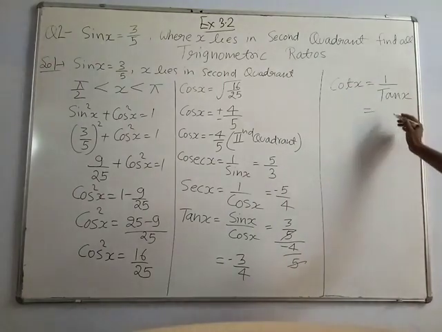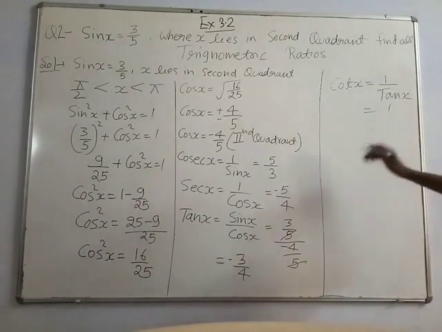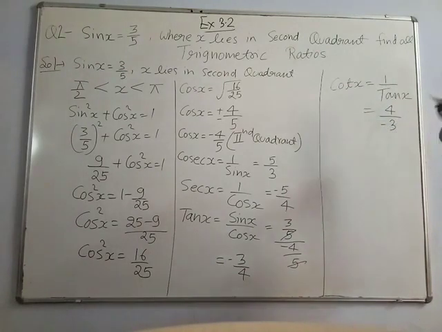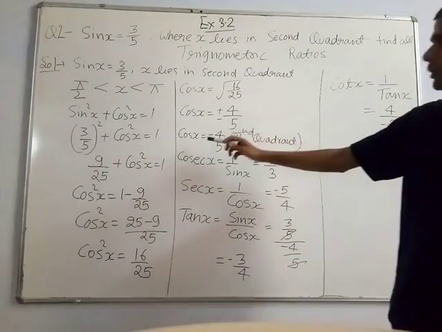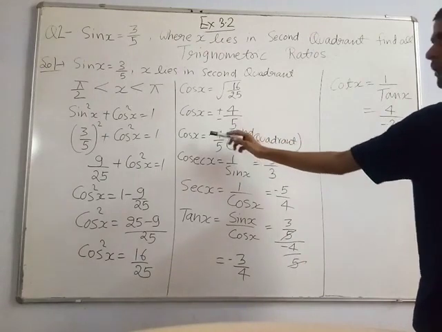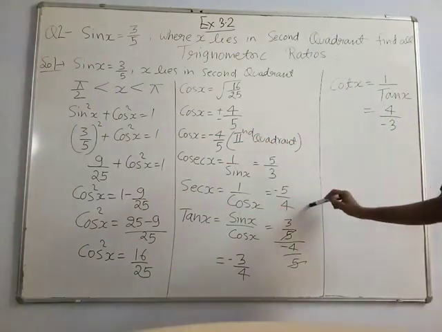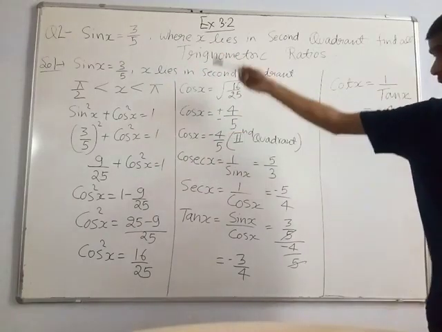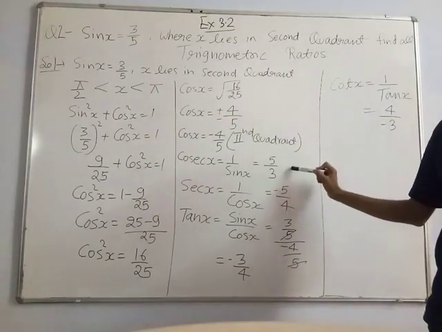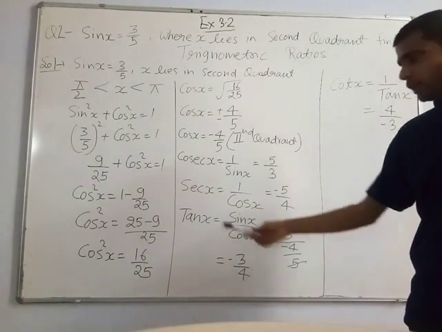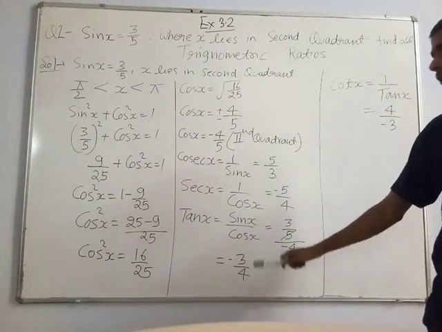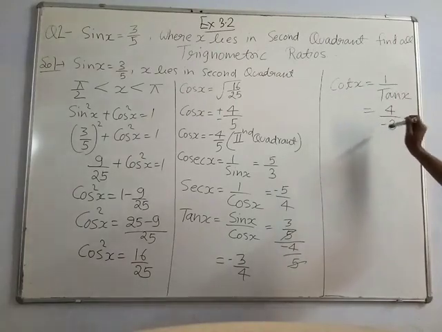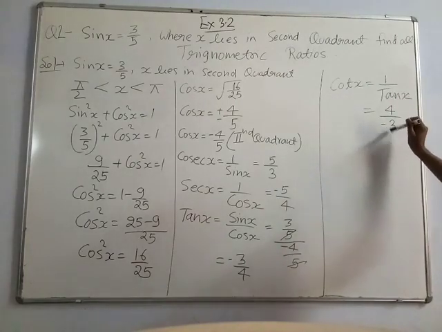So 1 upon tan x is 1 upon minus 3 upon 4, so 4 upon minus 3. So the value of cos is minus 4 upon 5, the opposite of cos is sec, minus 5 upon 4. Sin is 3 upon 5, the opposite of sin is cosec, 5 upon 3. Tan is sin upon cos, with value minus 3 upon 4, and cot, the opposite of tan, is 4 upon minus 3. Okay.